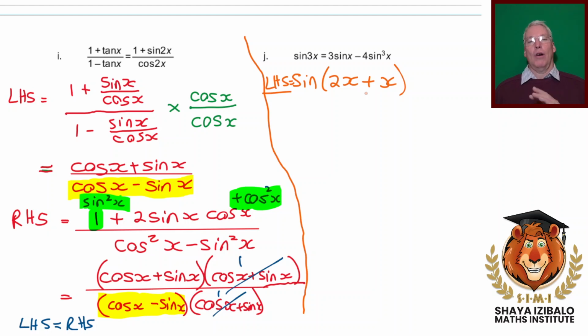But remember that if you've got a cos 2x, think carefully about which of the flavors of cos 2x you're going to want to use. Look at the final answer here. Has it got any cos's in? No. So when you choose your cos 2x, choose one that's only got sines in it. Have a go.